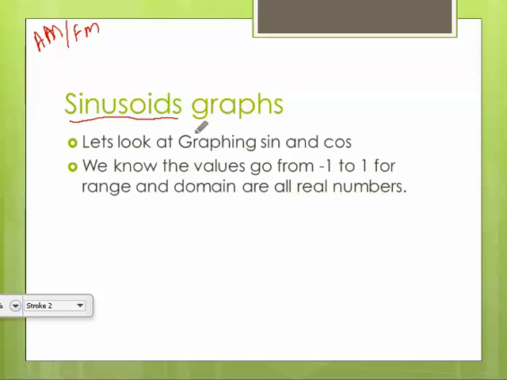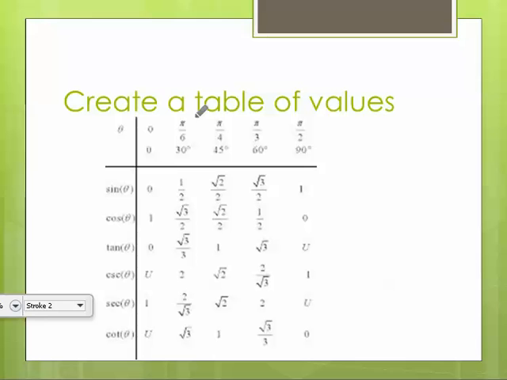So we're going to be graphing sine and the cosine. Now, remember, the values on a sine go from -1 to 1. And that's the range of the numbers. And the domain are all real numbers. It can go both negative and positive there. So let's just look at one of them to begin with.